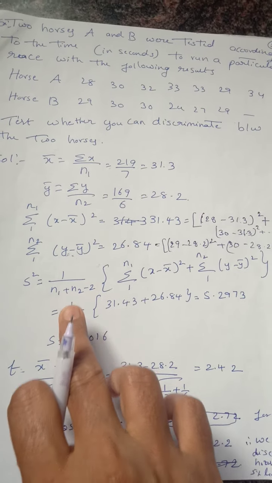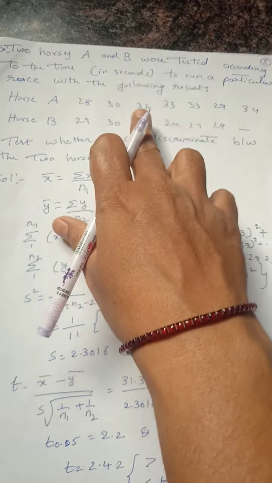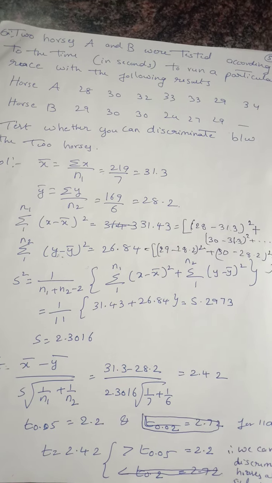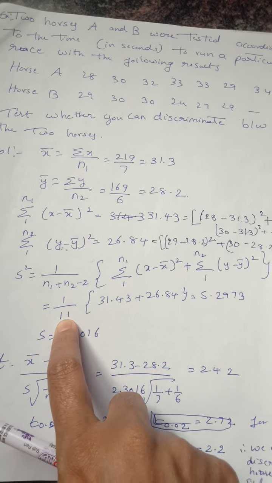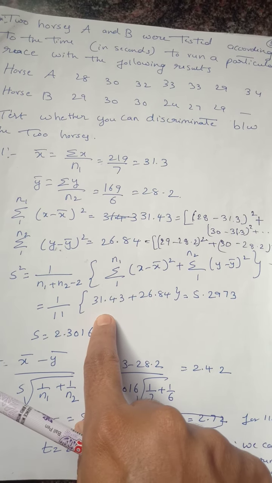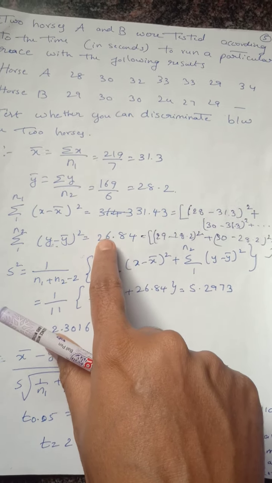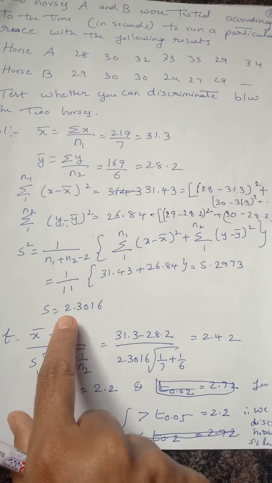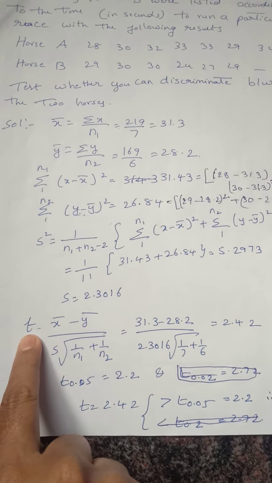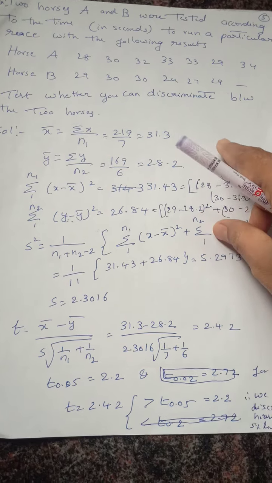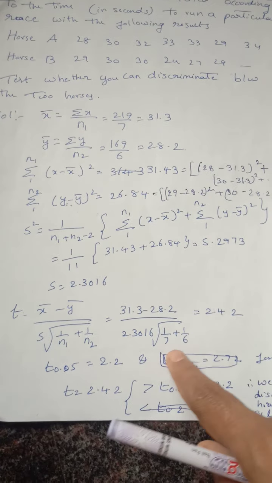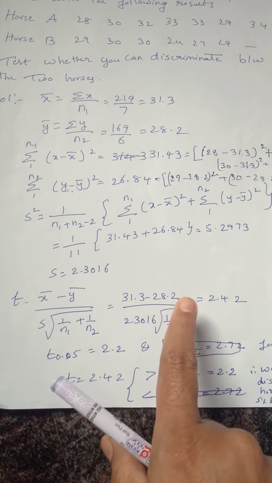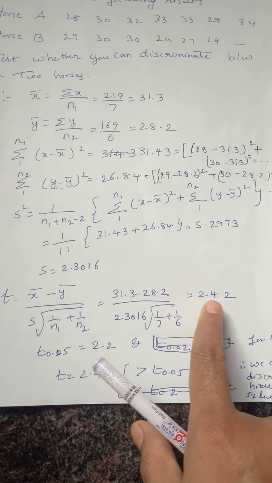Substitute the values here. 1 by n1 plus n2, where n1 is 7 and n2 is 6, gives 13. 13 minus 2 is 11. Substitute 31.43 and 26.84 here. These are the values we found separately, giving 5.29. Taking the square root, that is 2.3016. Substitute in t: x bar minus y bar, that is 31.3 minus 28.2, divided by the s value 2.3016 times the square root of the remaining term. So we got the answer 2.42.